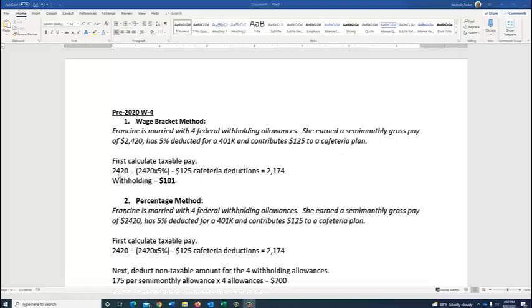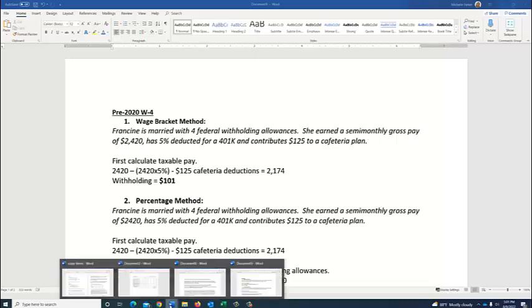So we'll begin with Francine's gross pay of $24.20, and we will subtract $121 for the 401k. That's 5% of the $24.20. And then we'll subtract the $125 cafeteria deduction. So her taxable pay is $2,174. So we take that figure and move over to the wage brackets. We know that she is married and has 4 federal withholdings and is paid semi-monthly.